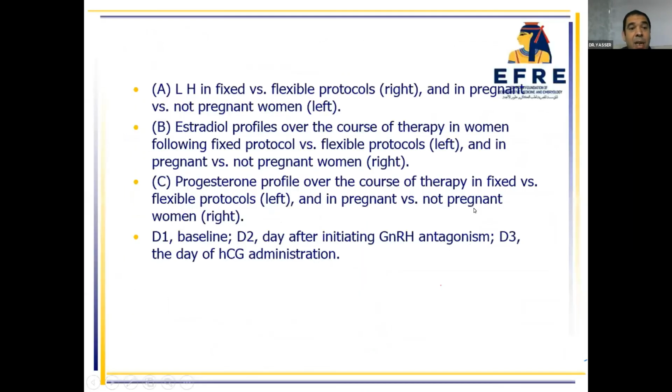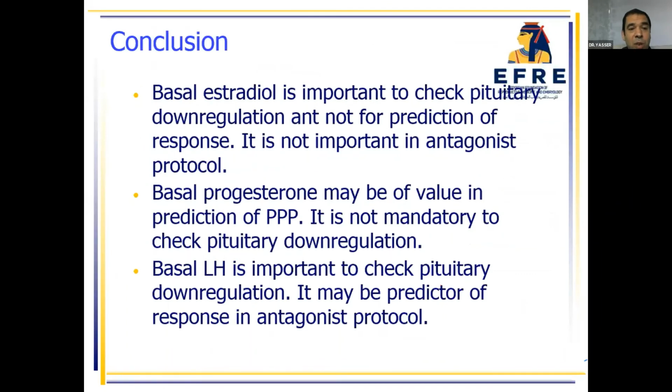Basal LH, in the left side here, the occurrence of pregnancy was related to lower level of LH in the cycles. So in conclusion, we can say that basal estradiol is important to check pituitary downregulation and not for prediction of response. It's not important in antagonist protocol.